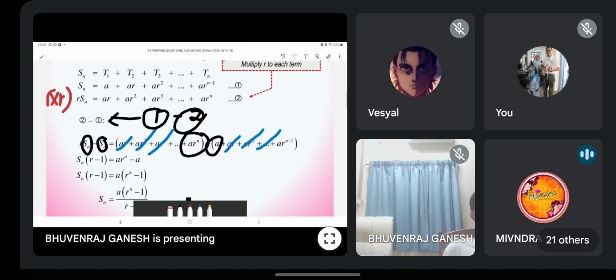Lepas tu kita darab dengan r. So a darab r is ar, ar darab r tu ar squared. Macam tu lah, darab and you will get ar^n. Okay, for this, sebab r is greater than 1, so 2 minus 1. And 2 minus 1 kita tolak. rSn minus Sn. Kita boleh faktorkan Sn sebab kan sama. So Sn dalam kurungan r minus 1.